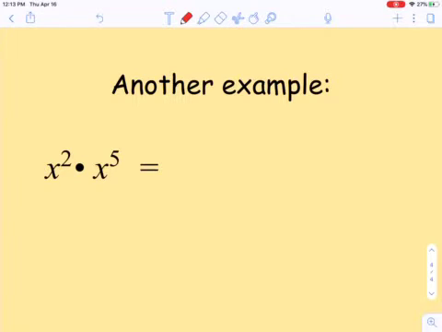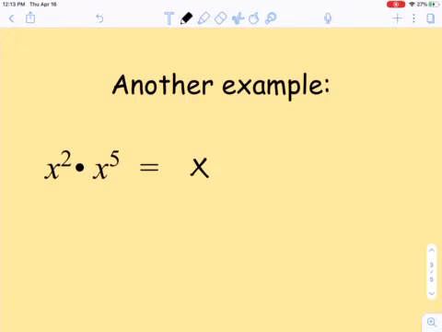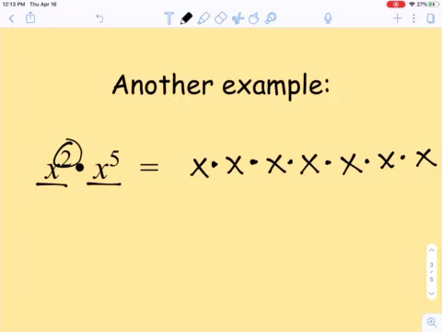So what I'm going to do is do it by expanding it out first. I'm going to write out this first one right here. We're going to write it out 2 times, so it's x times x. And then we're going to do this one now, and I'm going to write x 5 times. So there's 1, there's 2, 3, 4, 5. I have a common base. My common base is x all the way through. And I've got 1, 2, 3, 4, 5, 6, 7 of them.